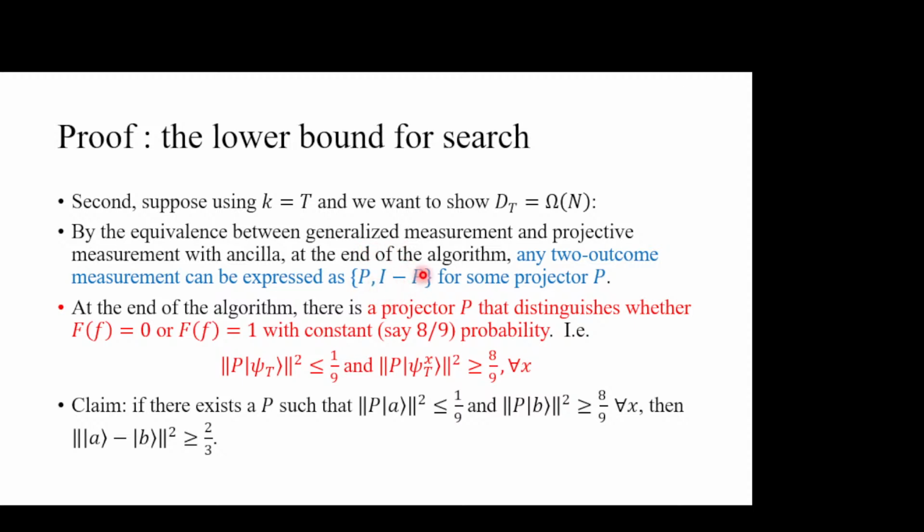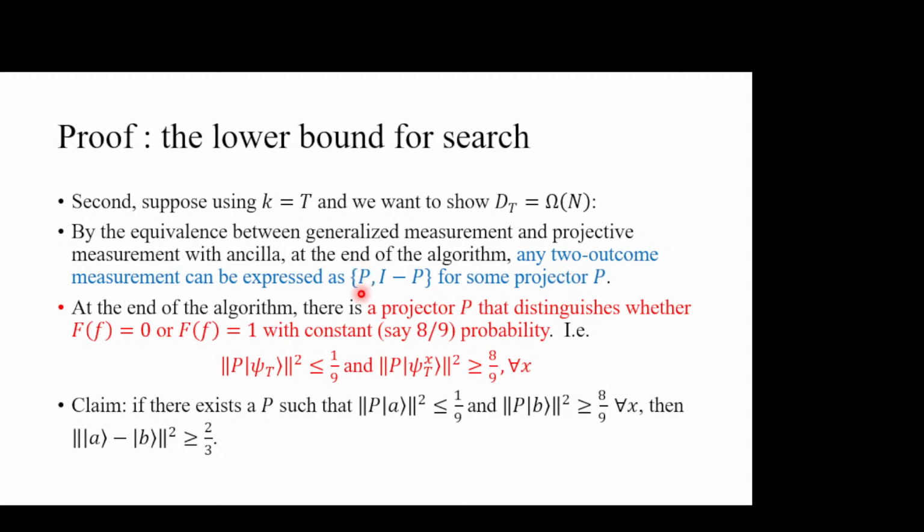this pair of operators P and 1 minus P. Okay, and so this is kind of funny notation. We use generalized measurement notation to describe our projective measurement. So you have the first measurement operator P and the second measurement operator 1 minus P. So you can always add some ancilla to your algorithm and turn the two-outcome measurement in the end into a projective measurement.